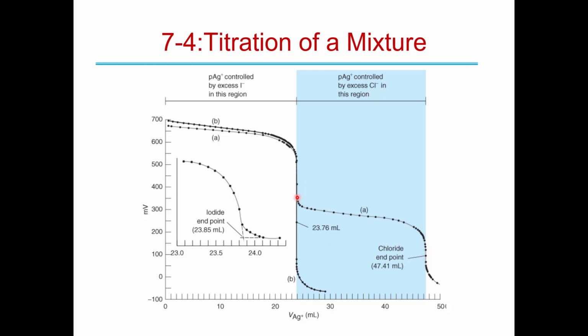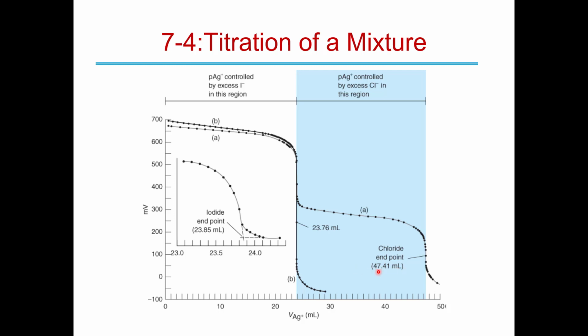So we have to do a little bit of blowing this up and a little bit of funny extrapolation here to actually figure out the iodide endpoint, but it's at 23.85 milliliters, basically where this curve is flattening out right at this cliff face. And then we can figure out the chloride endpoint at 47.41 milliliters. And so knowing both of those milliliter volumes, we can use the first volume here to figure out the moles of iodide.